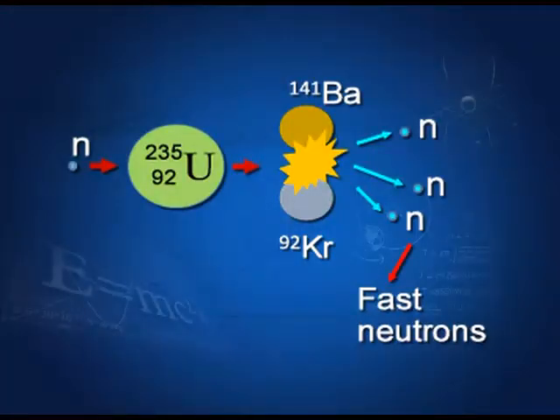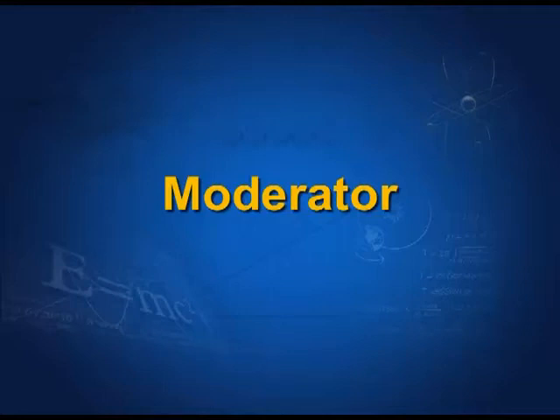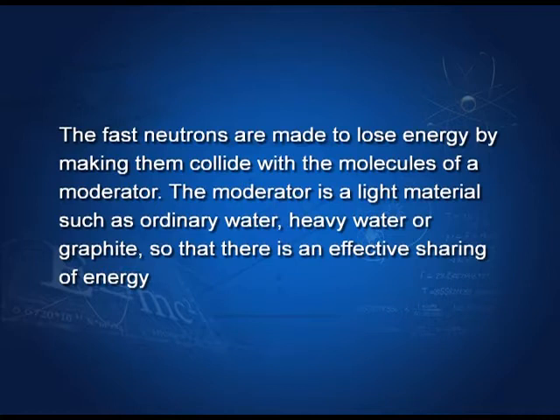What we need to do is to slow down these neutrons, and that is where we use the moderator. Moderator, as I have told you already, is some light material. So, the neutrons are made to collide with the molecules of this light material. They share energy and thereby they get cooled, their energy gets reduced, their velocity gets reduced, and the probability of their causing another fission reaction increases. That is the role of the moderator, and moderators are usually ordinary water, heavy water, or graphite. These are all light materials.